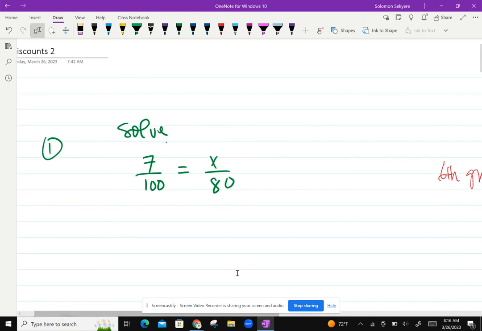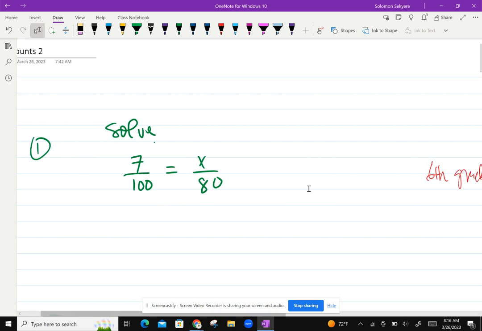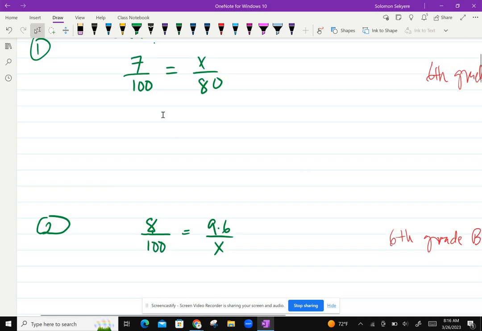Okay, let's go shopping. In this video, we are going to deal with discounts. Before we do that, let's review solving proportions. We've done this. You see one fraction on the left, one fraction on the right.